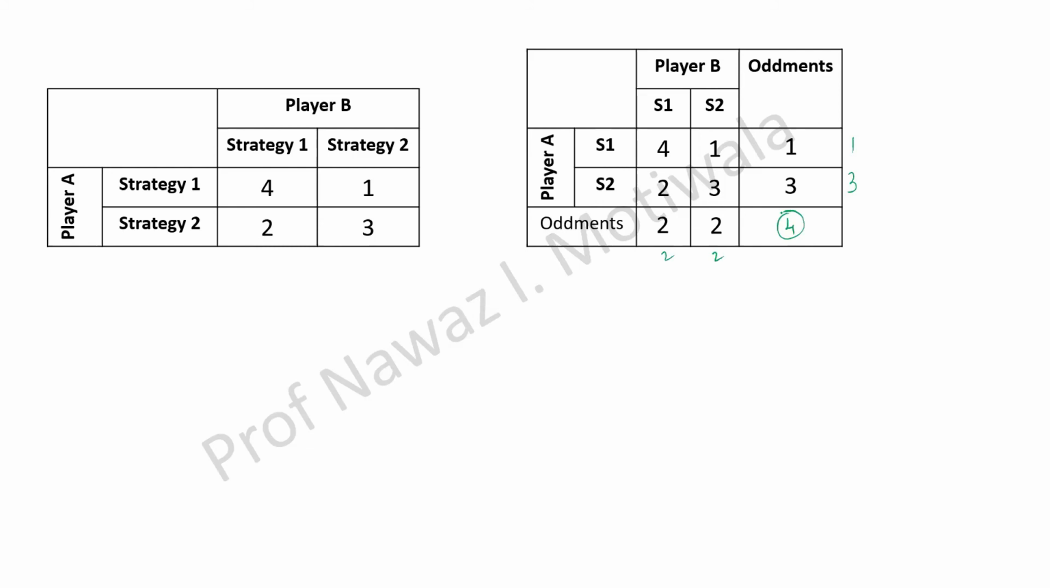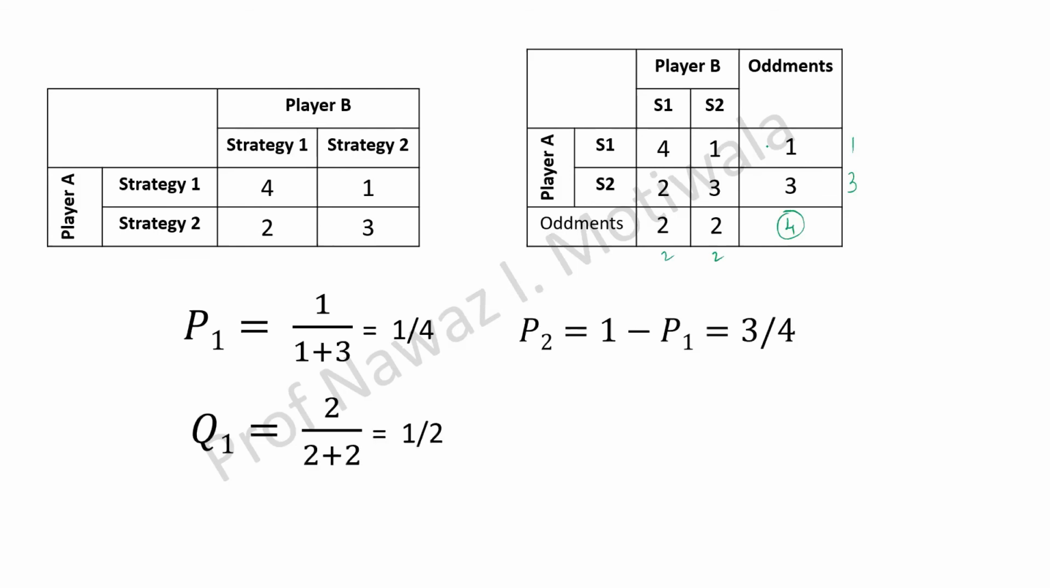Now can you give me the answer? What is the probability that A will be playing S1? It is 1/4. Out of 4, he is playing it only one time. So it will be 1/4. Simple. So P1 will be 1/4. If P1 is 1/4, P2 will be 3/4. Similarly for Q1 and Q2, what will I write? Q1 will be 1/2. Q2 is also 1/2.